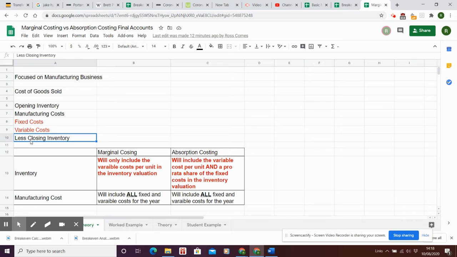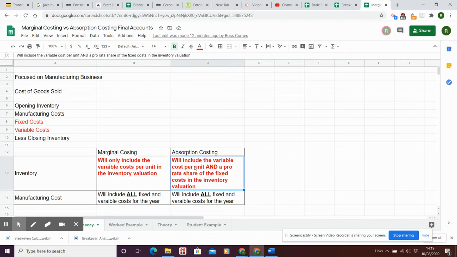An important thing to remember in all this is some of this will not change at all. Okay, so if you look here at the manufacturing costs for both marginal costing and absorption costing, that will include all the fixed and variable costs for the year. Where there is a difference is for marginal costing, when we're valuing the inventory, it will only include the variable cost per unit for that year in the inventory valuation.